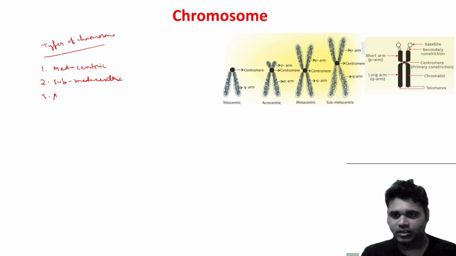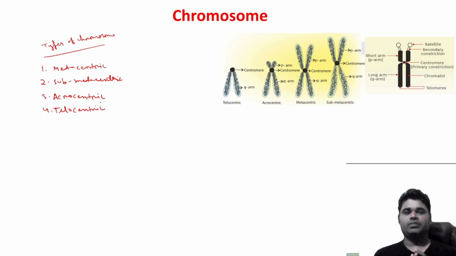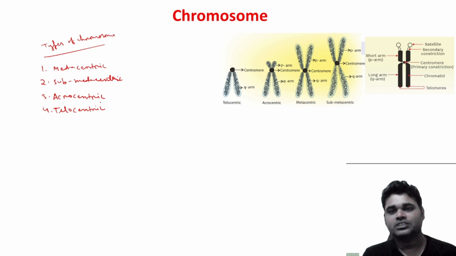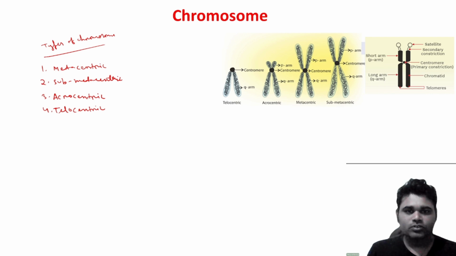Third one is called the acrocentric, and the fourth one is called the telocentric. So these four types of chromosomes are present on the basis of the presence of the centromere. So look at this structure. They are the different types of chromosomes.